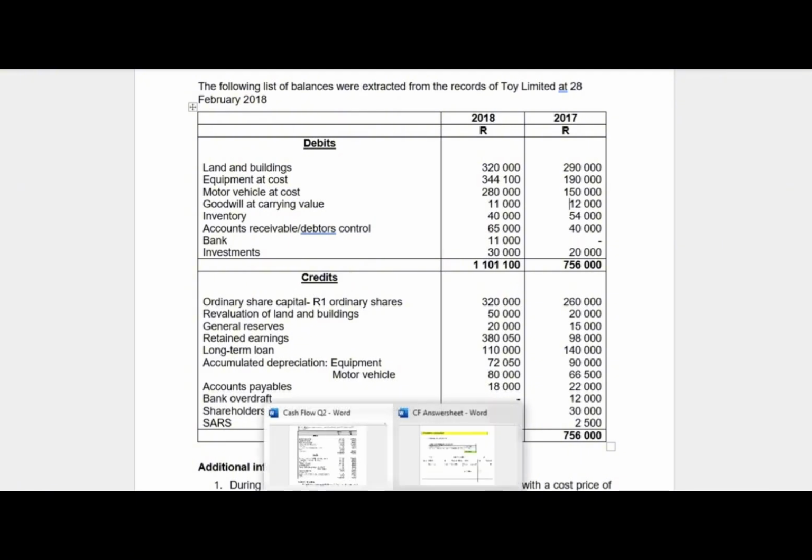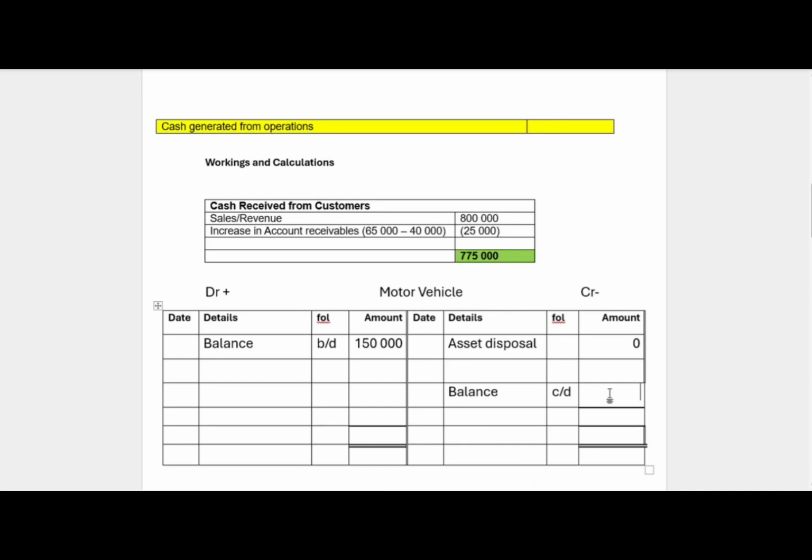By the look of things here, there's an increase in vehicles, because we opened with a balance of 150,000, but we are closing with a balance of 280,000. Therefore there's an increase in vehicles. We just have these two, so the bigger side becomes our credit side of 280,000, and then we're going to close even this side with balance of 280,000.